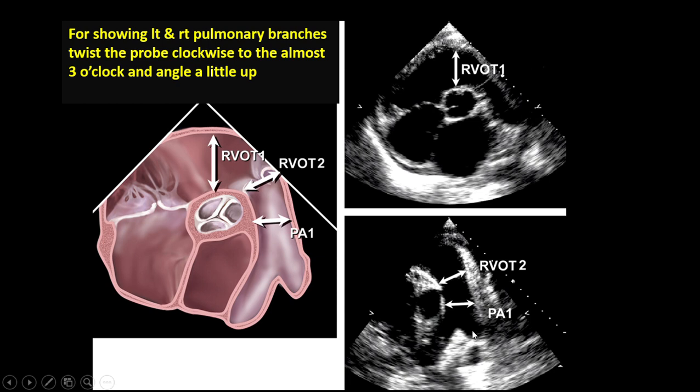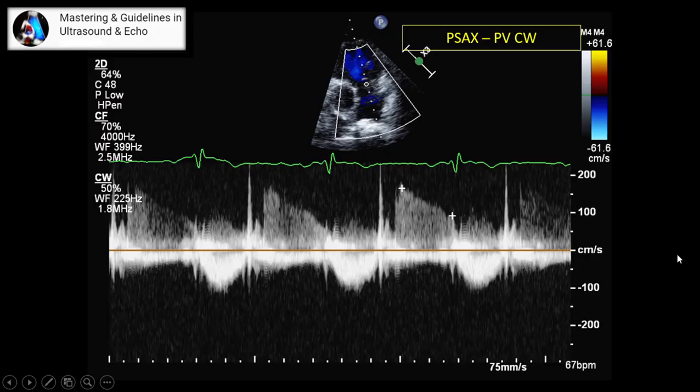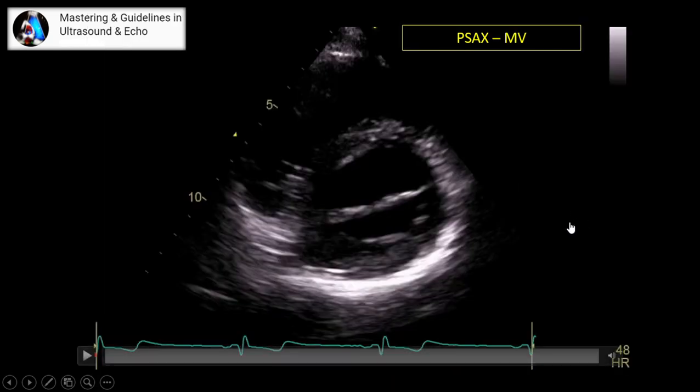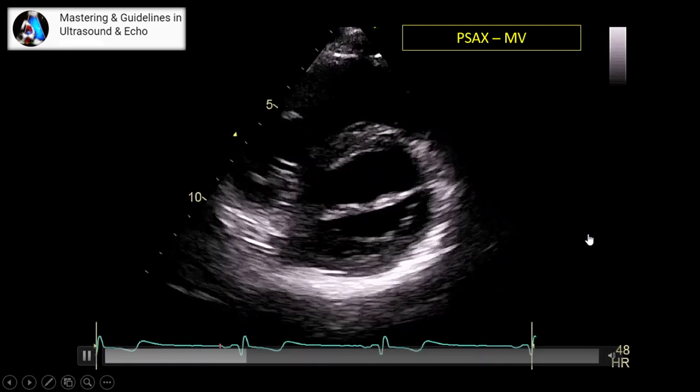Sometimes, if we have clear left and right branches, we measure those branch diameters too. Here we measure the end diastolic and peak diastolic velocity of the PI. And finally, if we didn't do it before, here we do pulsed wave on the pulmonary valve and measure the acceleration time. After finishing the pulmonary valve, we go for the mitral valve level.